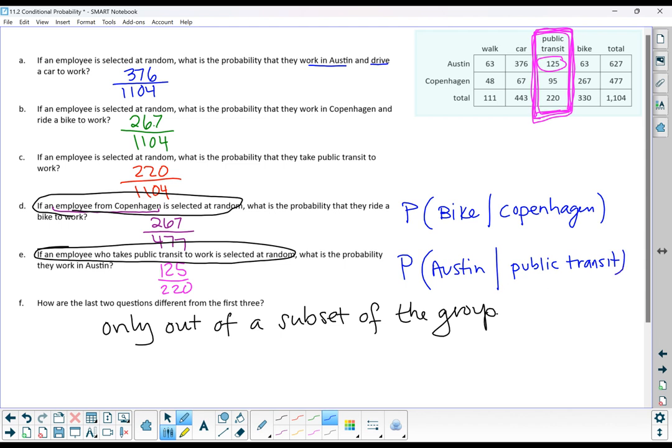So the thing that comes after the bar is the condition. It's the thing that is known to be true or known to have already occurred. And the probability that you're calculating, that's what comes first. I want to know the probability they work in Austin. The thing that I know is that they take public transportation.